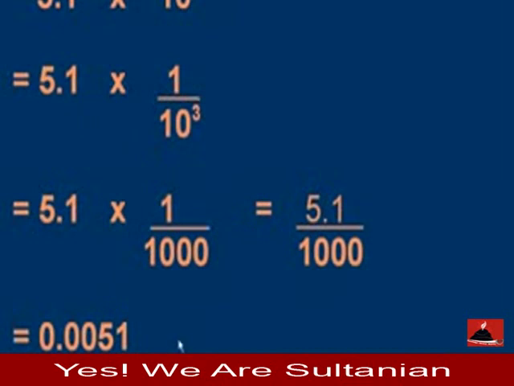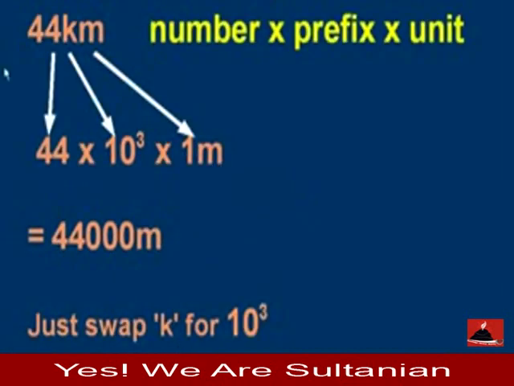Okay, you need to bear these powers of 10 in mind. Let's look at a number which uses a prefix, 44 kilometers. It's actually the product of three separate things. The 44 is a number. The M at the end is 1 meter, it's a unit, and the thing before the unit is a prefix. K means 10 to the 3, 1,000. So in fact, this means 44 times 10 to the 3 times 1 meter. And all we have to do is swap the K for 10 to the 3 to work out the value. Just write 44 times 10 to the 3.